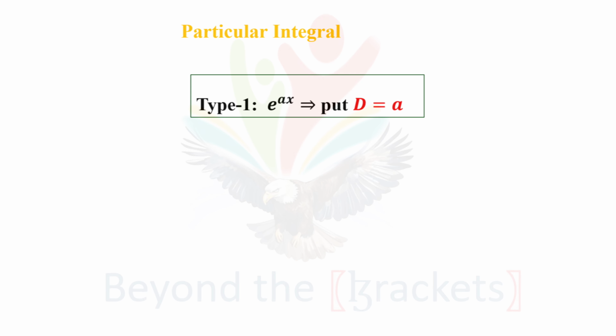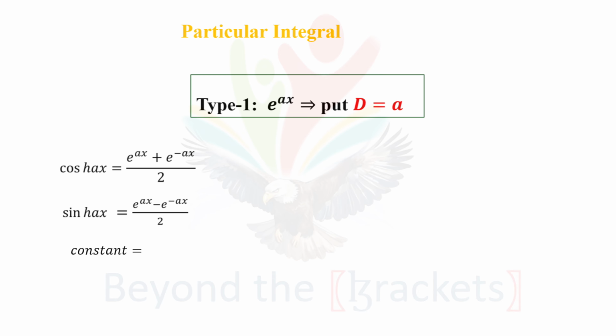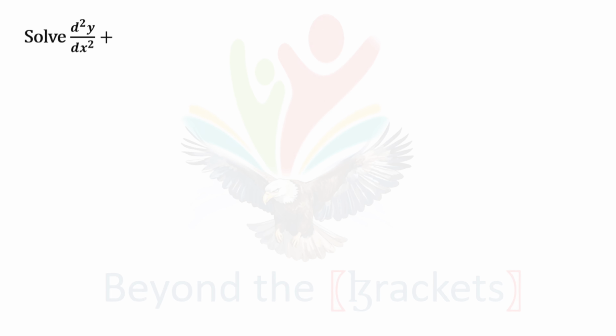Apart from direct exponential function e power ax, there are several other functions that can be expressed in terms of exponential function. For example, cosh ax can be written as e power ax plus e power minus ax by 2. Sinh ax can be written as e power ax minus e power minus ax by 2. And even a constant can be written as constant into e power 0x. Since all these expressions can be represented using exponential functions, they all fall under type 1 while finding the particular integral. Here comes the first problem.